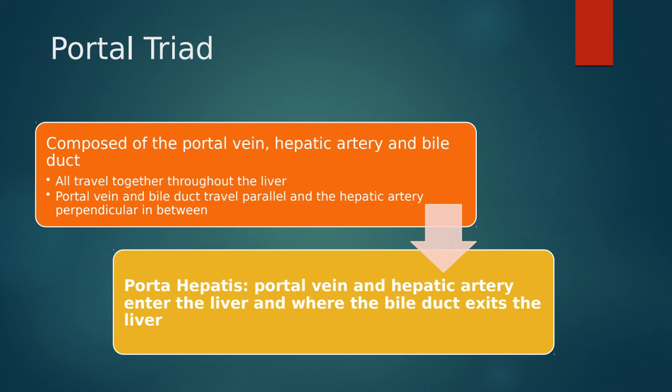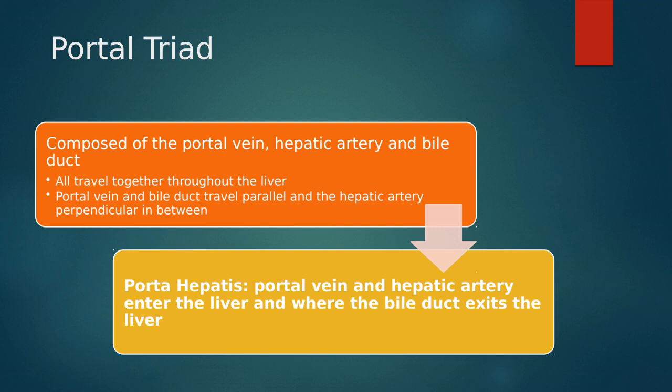This should be a little bit of a refresher. Our porta hepatis, that's going to be the area where everything enters or exits the liver except the hepatic veins, which exit up at the top. The porta hepatis is where we have our main portal vein and our hepatic artery entering and our common bile duct exiting the liver, right?